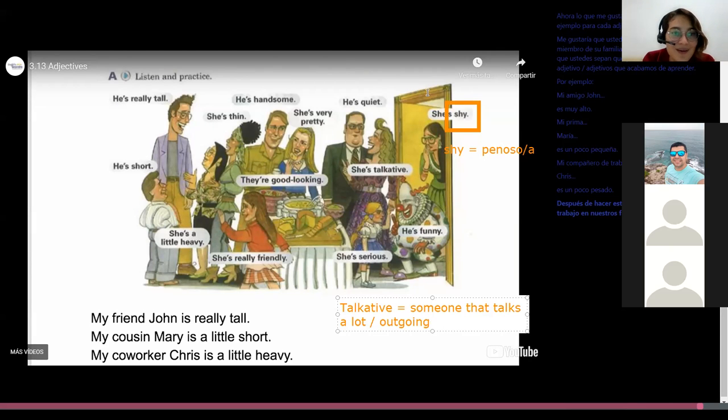What is the meaning for little heavy? Let's see, which one? I'm sorry. Ah, little heavy. Little heavy, yes. A little heavy. Un poquito gordito, un poquito pesado. Okay.